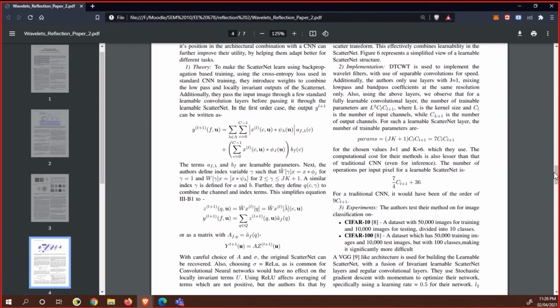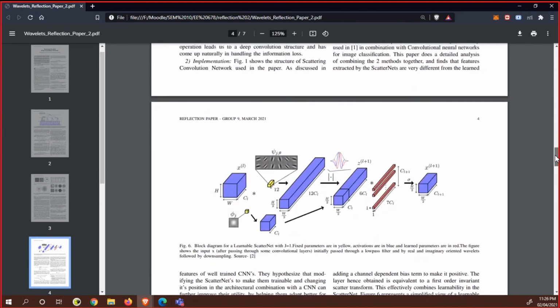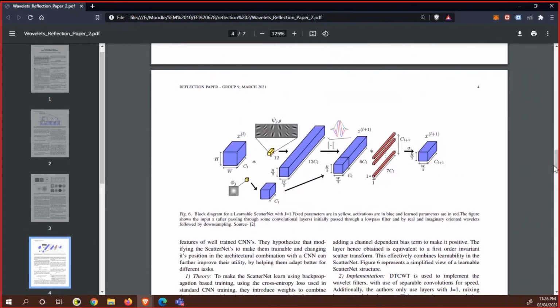And these A and B are learnable parameters which can be varied, and they can help give different weightages to different scales of processing in the transform. Additionally, the authors also introduce a layer before applying the scattering transform. They introduce a convolutional layer at the beginning. The image first goes into a learnable convolution layer, and then a scatternet transform is taken.